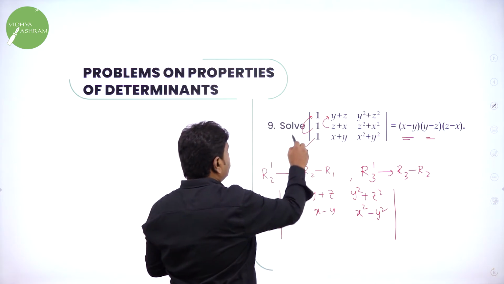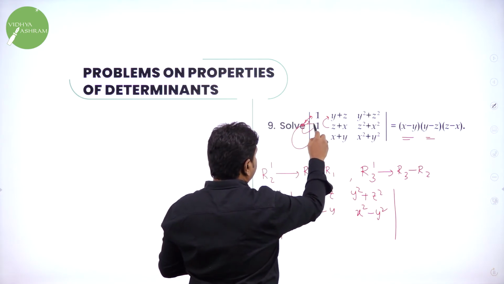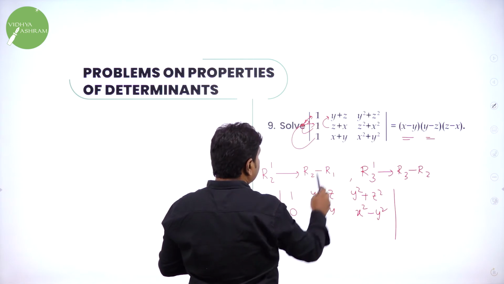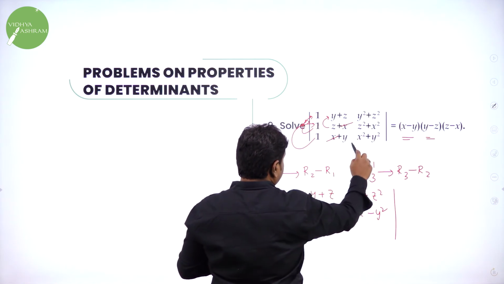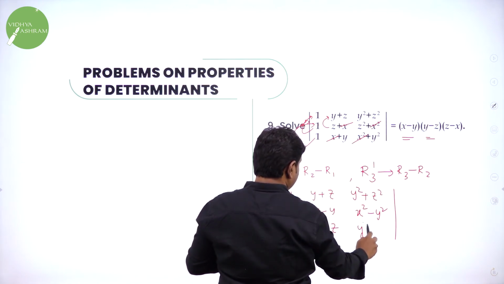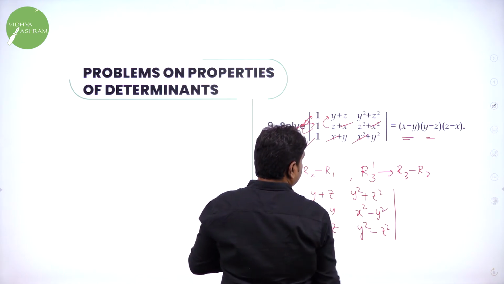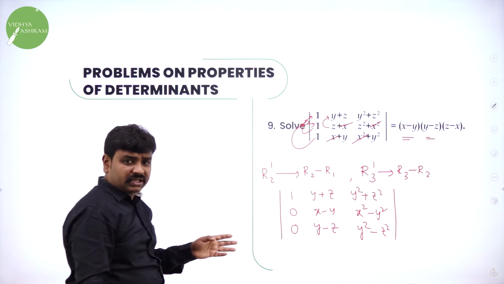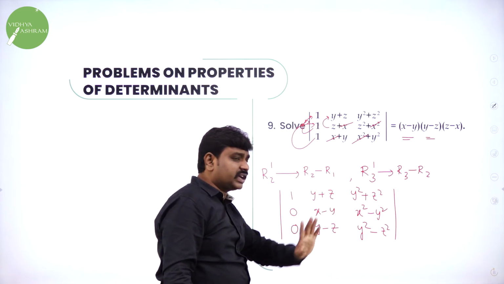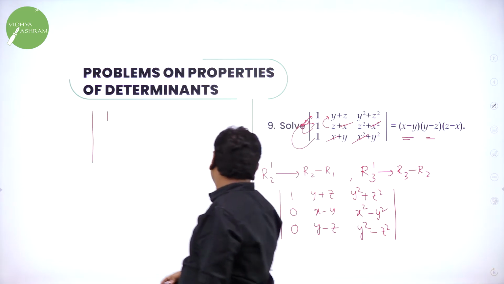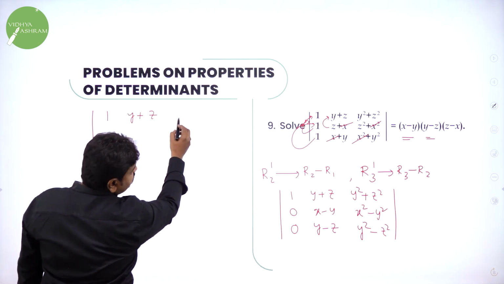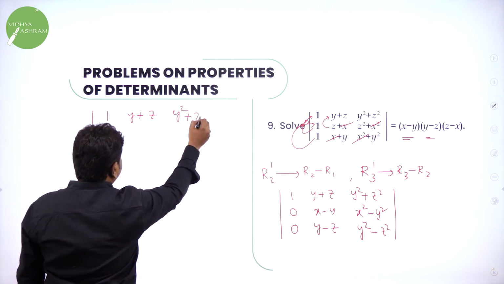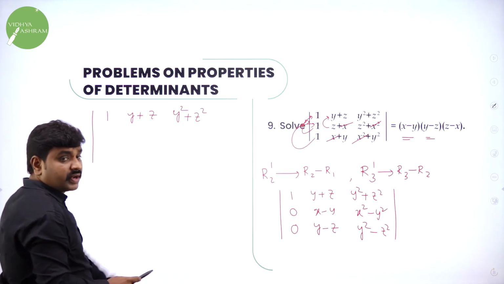Further, if you subtract these two, 1 minus 1 is 0. Here x cancels, you will get y minus z. Here x square cancels, it will become y square minus z square. Now further, if you observe, in the second row I can take x minus y common. Let me write this as 1, y plus z, y square plus z square, then 0, x minus y.